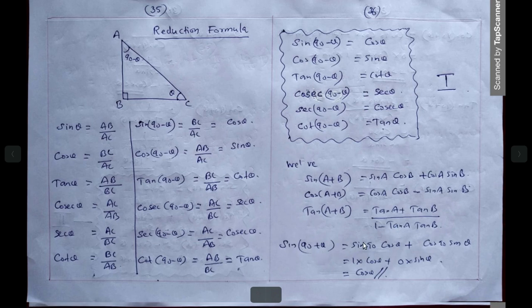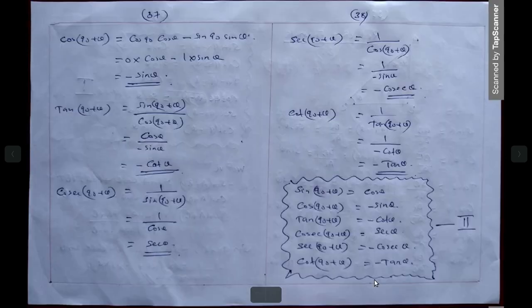sin(A+B) = sin A cos B + cos A sin B, so sin 90 cos θ + cos 90 sin θ. Since cos 90 is 0, finally we get cos θ. That is, sin(90+θ) is equal to cos θ. Similarly, cos(90+θ) can also be calculated, that is minus sin θ, right?